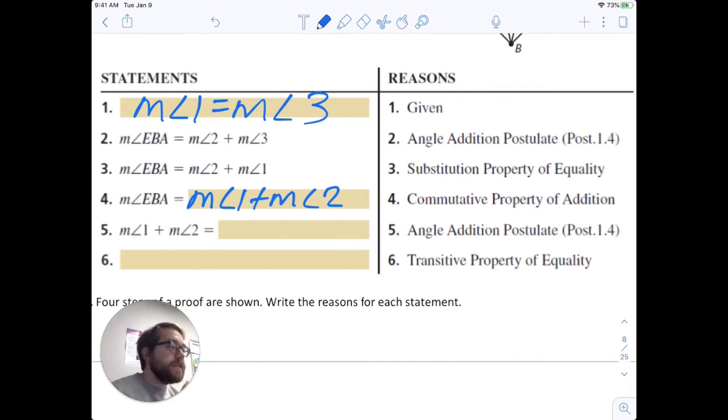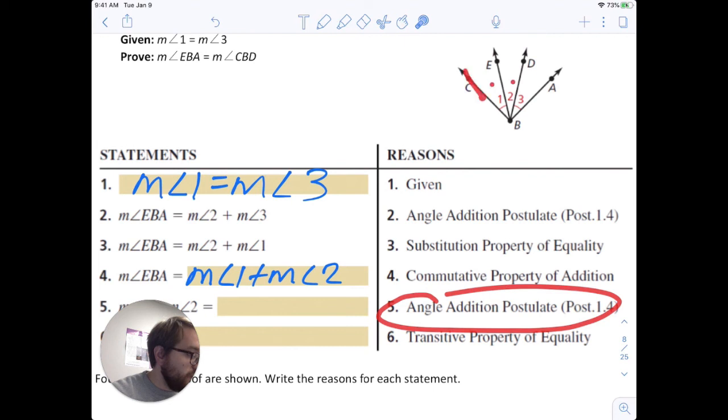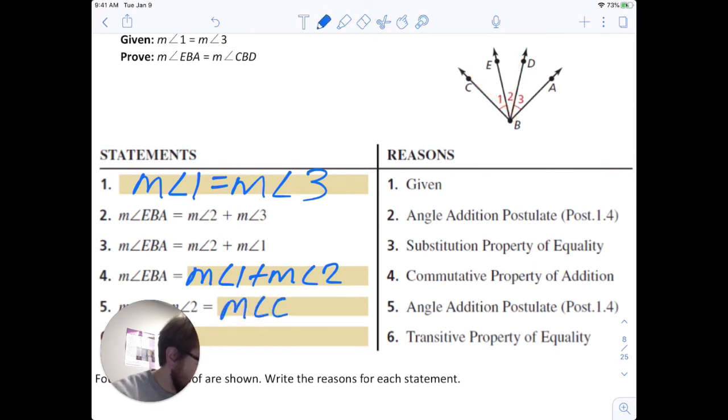Because then it becomes a little easier to see what we're going to do next. Okay? So in statement 5, we know the measure of angle 1 plus the measure of angle 2 is equal to what? Well, if I look back in my figure here, the measure of angle 1 plus the measure of angle 2, 1 and 2, is equal to CBD. The angle addition postulate tells me the parts of the angle add up to the whole angle, so 1 and 2 would add up to CBD. The measure of angle CBD.